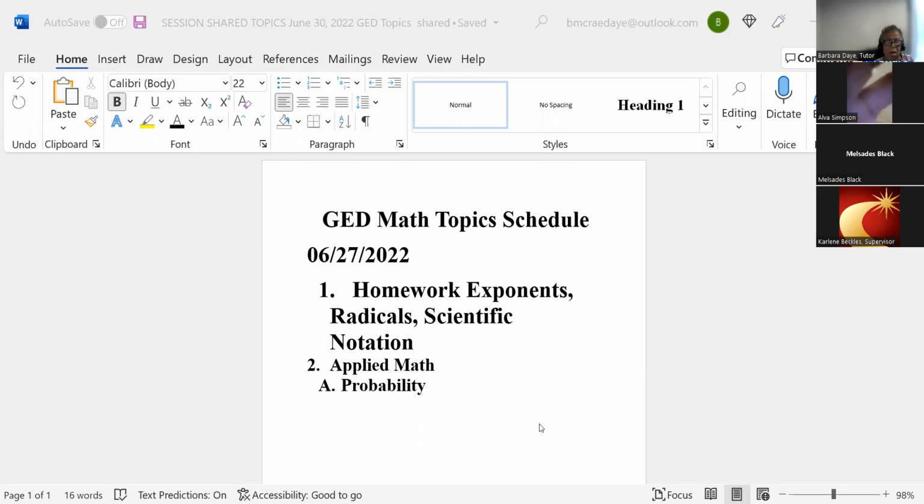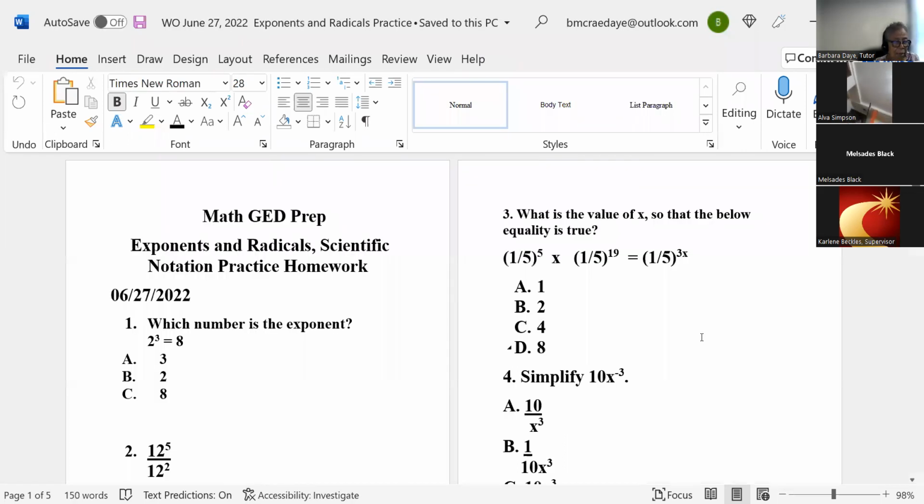Yes, Miss Barbara. Okay, so this is what we will be doing today. We'll go over the homework. It was on exponents, radicals, and scientific notation. And we may have time to introduce you to probability. If not, we'll do it on Thursday. Okay, so let's look at the homework. Let me go to a new share and look at the homework.